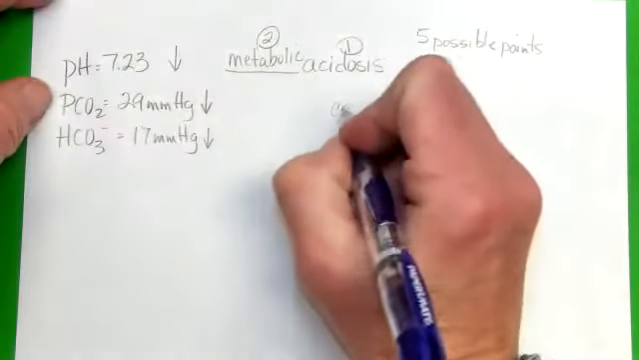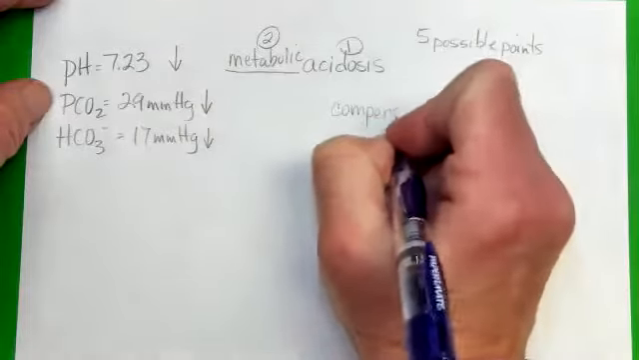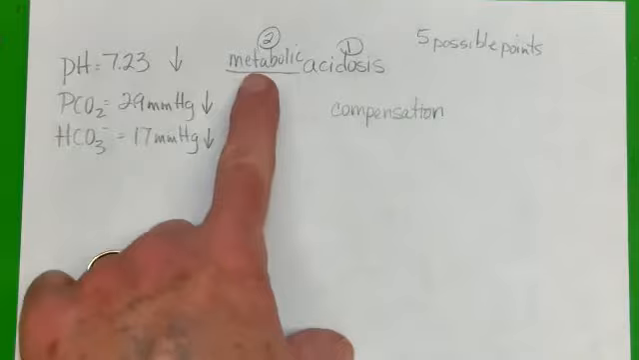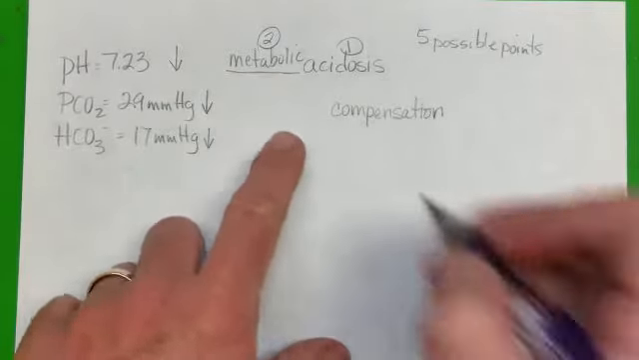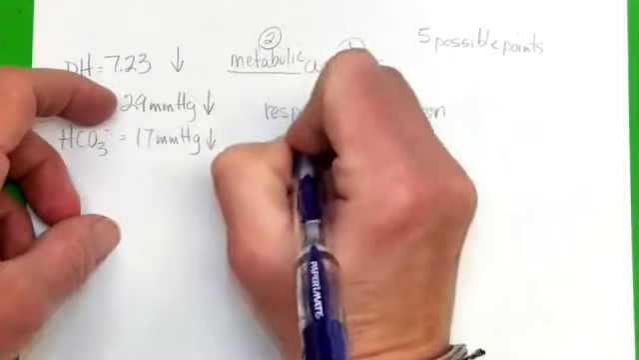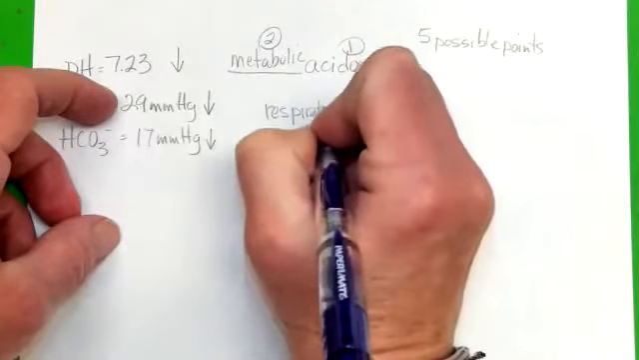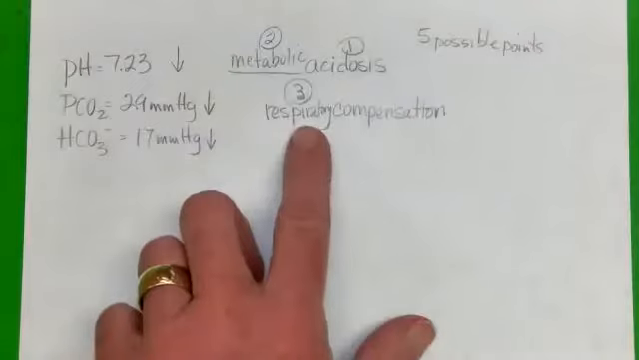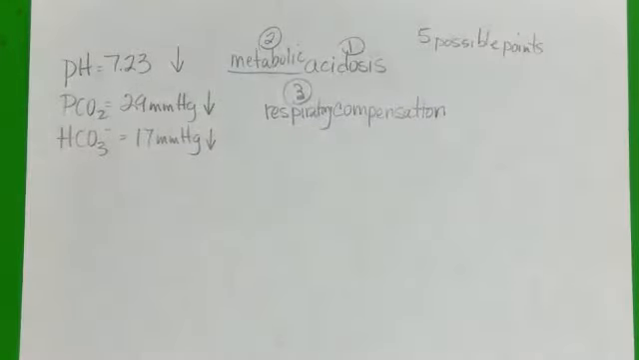So let's do that step next. So we want to look at what kind of compensation. We just said, if it's a metabolic cause, it's going to be respiratory compensation. Okay, so that's my third point, to tell me which kind of compensation. So it's respiratory compensation. Where am I going to get my last 2 points from?